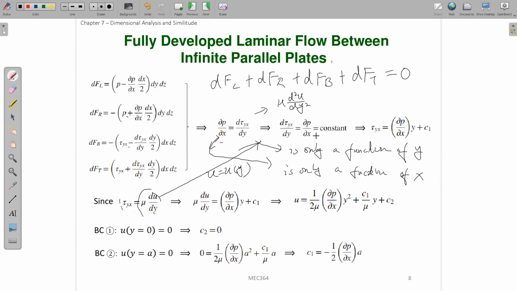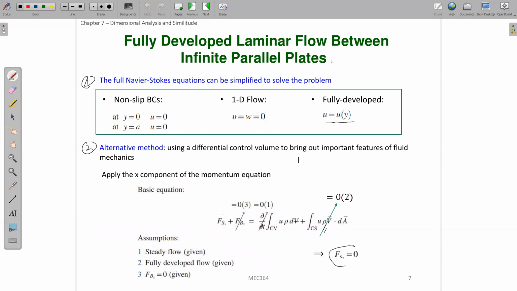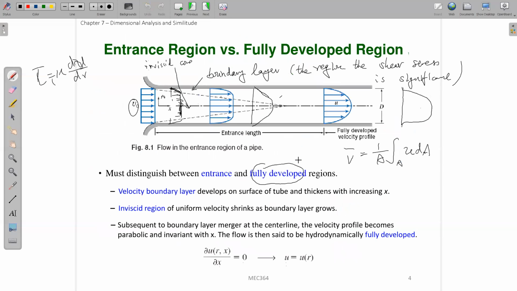Okay. So in other words, they're telling us that the pressure drop for the fully developed flow inside a pipe is a constant. Which means that for this fully developed flow, the pressure drop is linear. If you draw p as a function of x, this curve will be a straight line. The pressure will drop at a constant slope.